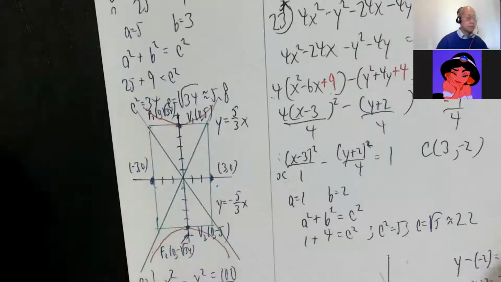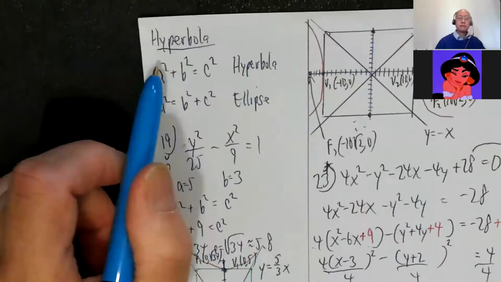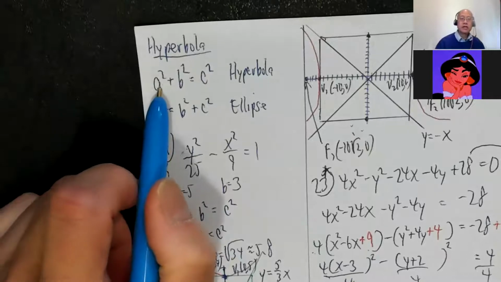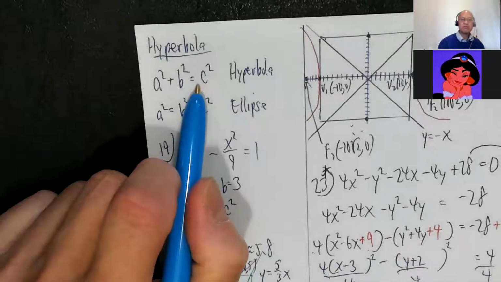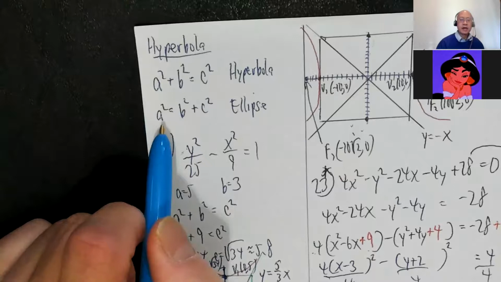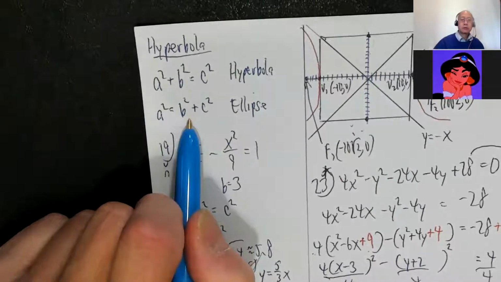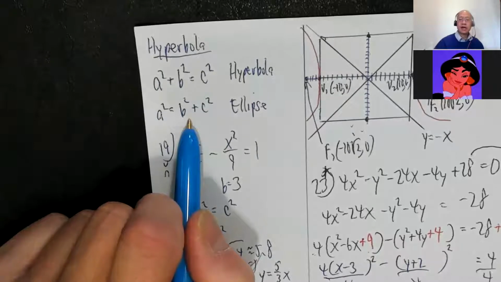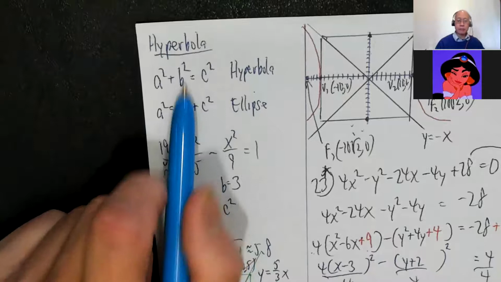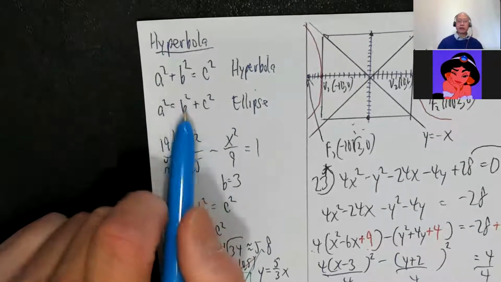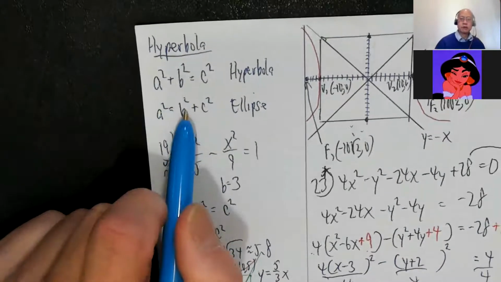So how do I analyze hyperbolas? For the hyperbola, a squared plus b squared equals c squared. For the ellipse, a squared equals b squared plus c squared. Side note, if we were meeting face to face, or the last time I taught the class, the students had to memorize this. And I had a memory trick for that also, but you don't have to worry about it now.